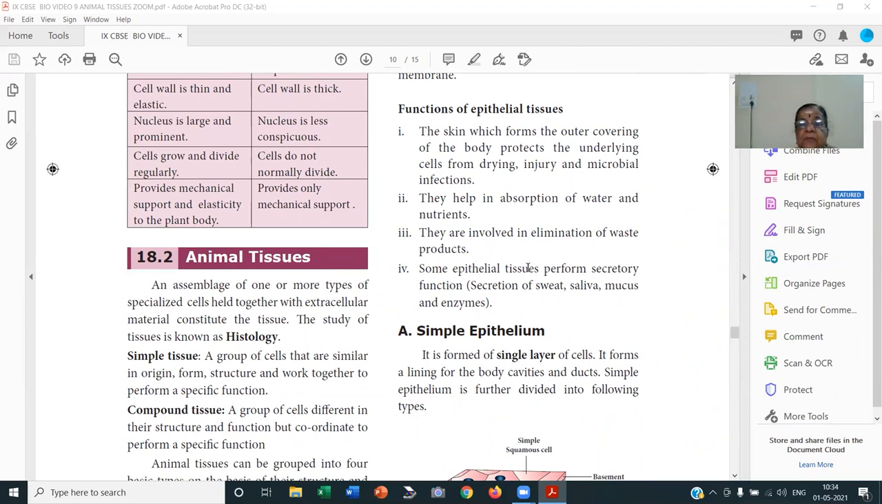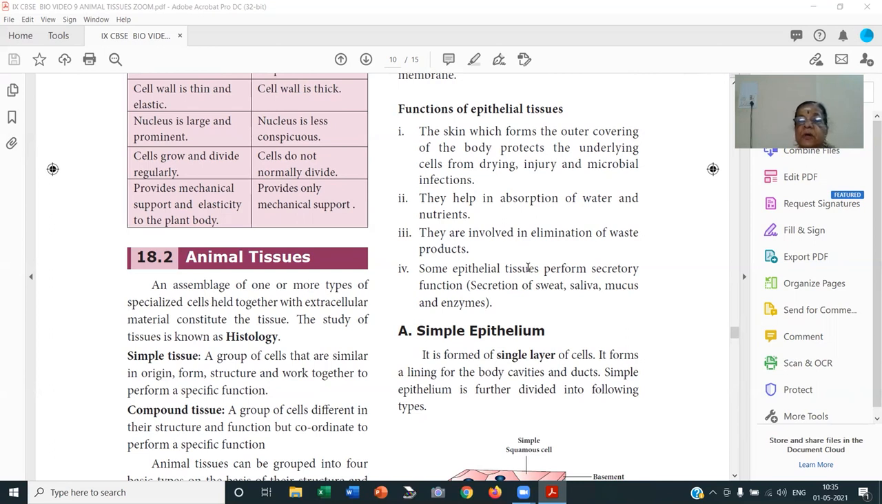Just understand functions of epithelium. Right, go through these functions of epithelial tissues.